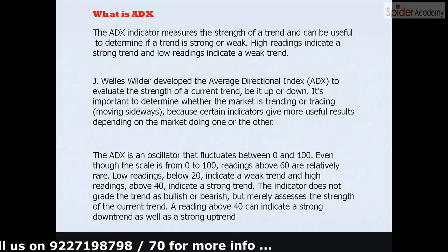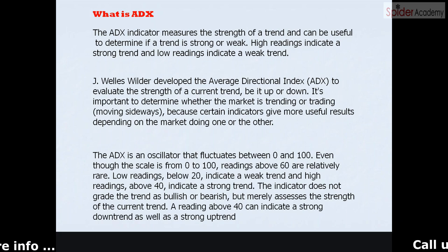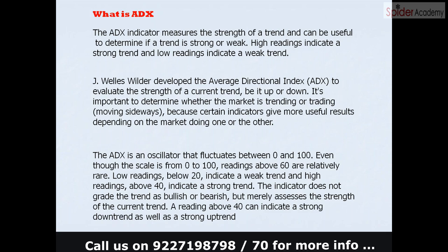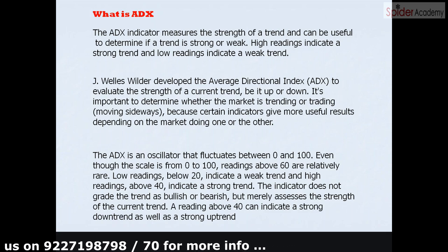The ADX is an oscillator that fluctuates between 0 and 100. It doesn't go below 0 and it doesn't go above 100. Like a few days ago, crude went negative, so this is not possible for ADX.